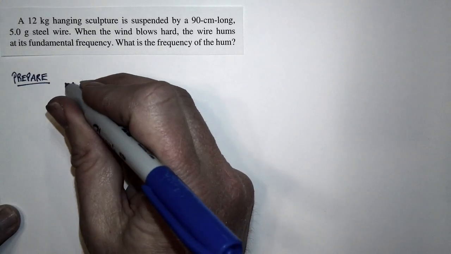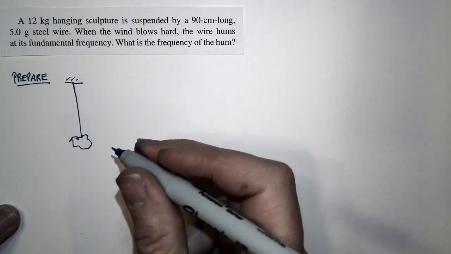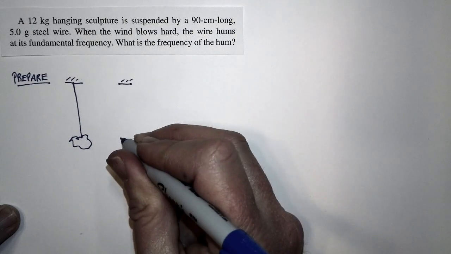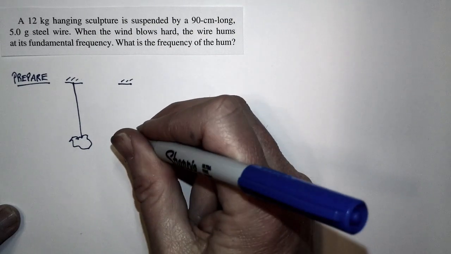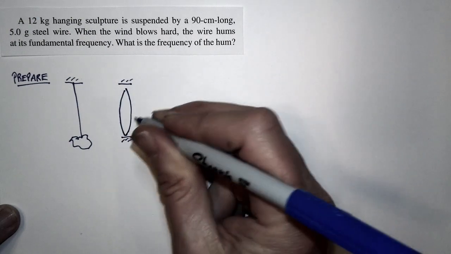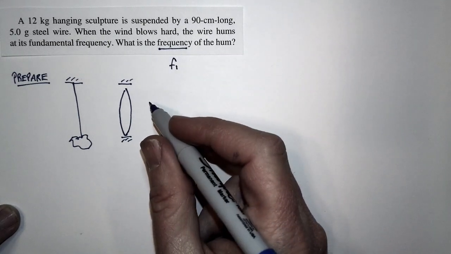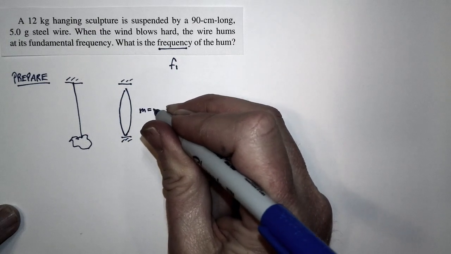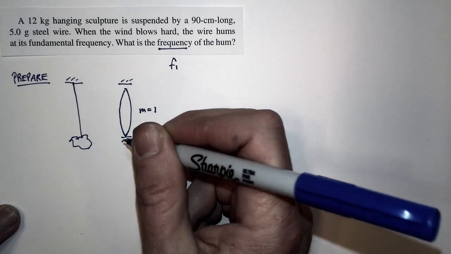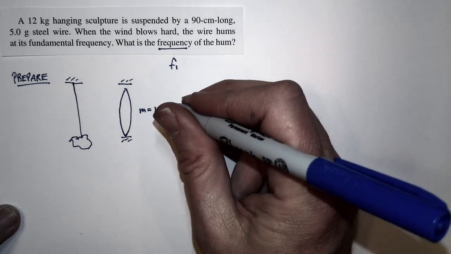Now think about this. This end up here is fixed. This end is connected to the sculpture, so this end is fixed. And so what I have basically is standing waves of a wire which is fixed at both ends. The frequency of the hum, what we mean is the fundamental frequency. I'm looking for F1, the frequency of the M equals 1 standing wave mode, because it's fixed at both ends. I'm looking for the lowest possible standing wave mode frequency.